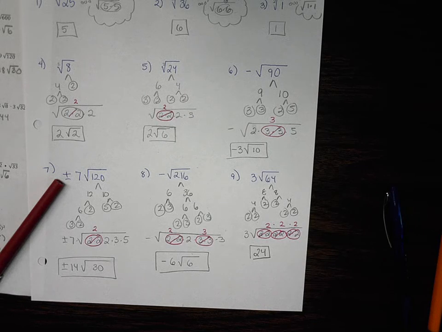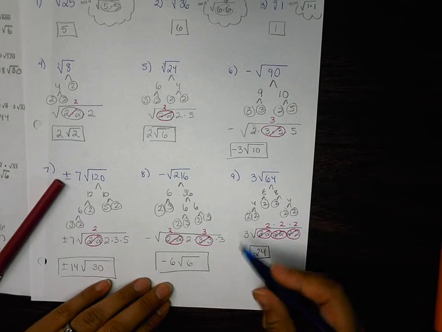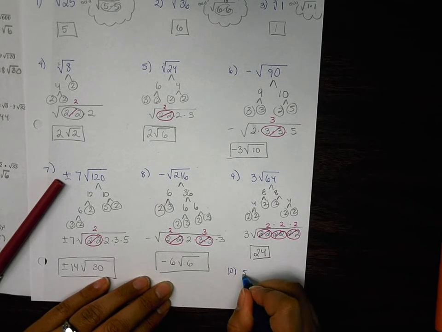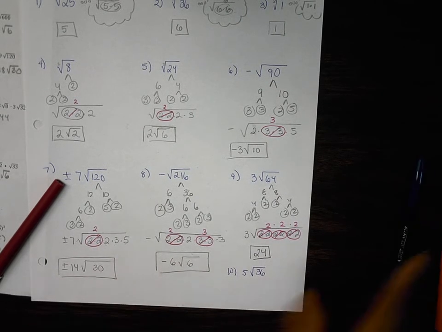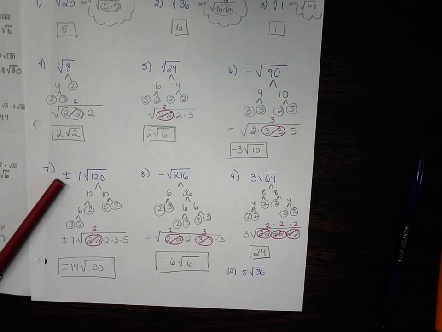If it's a perfect square, do you have to break it up? No. For example, let's see if we can do this next one using a shortcut. Number 10, 5 root 36. Can 36 be broken up? Yeah. Do we have to? No, because 36 is a what? Perfect square. Don't do all the breakup if it's a perfect square. What's the square root of 36? 6. So what is your final answer? 30.